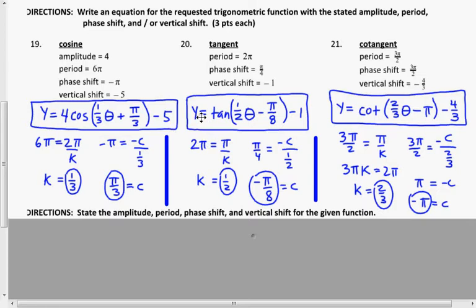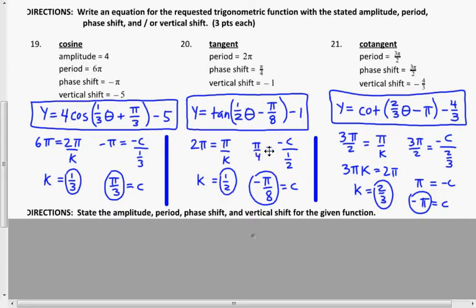For number 20, y equals the tangent of 1/2 theta minus pi over 8 minus 1. Okay, the value of k is found for a tangent function by setting the period equal to pi over k. That was a common mistake. In the past, when I've given this test, I still have people using 2 pi over k as the period formula. So be careful. If it's a tangent graph, you're setting the period of 2 pi equal to pi over k. Solve that for k, and you get 1/2 for the value of k.